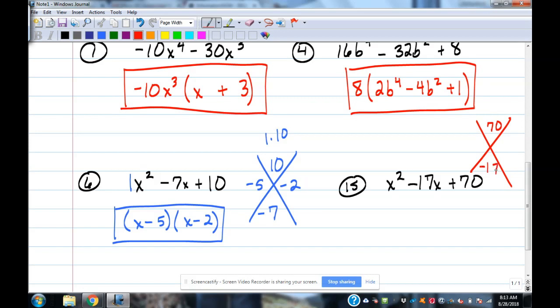Negative 17. All right. What multiplies to be positive 70 and adds to be negative 17? Yeah, negative 7, negative 10.